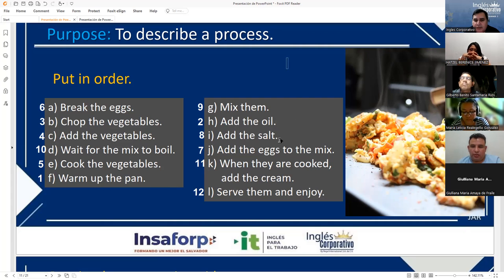Okay, after that, I add the salt. Later, I mix all the ingredients. I mix the vegetables, the egg, the salt, okay? When they are mixed, I wait for the mix to boil, yes? After that, when the mix has boiled and they are cooked, I add the cream. Okay, I mix again and then I serve them and enjoy, okay? So that is the description of a process, okay? Description of a process we use.